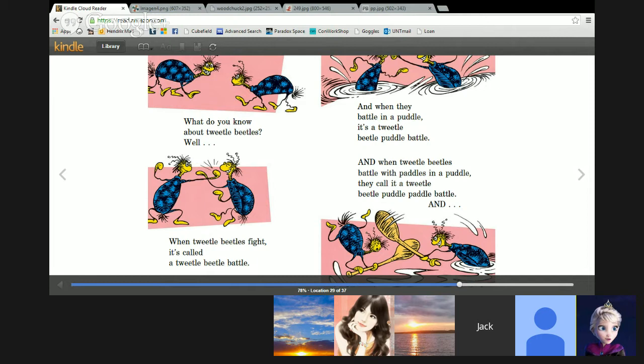So try saying these two paragraphs one more time for me. The same from the left side, yes? Yes. Okay. What do you know about tweedle beetles? Well, when tweedle beetles fight, it's called a tweedle beetles battle. Very good. That sounds very natural. Thank you.